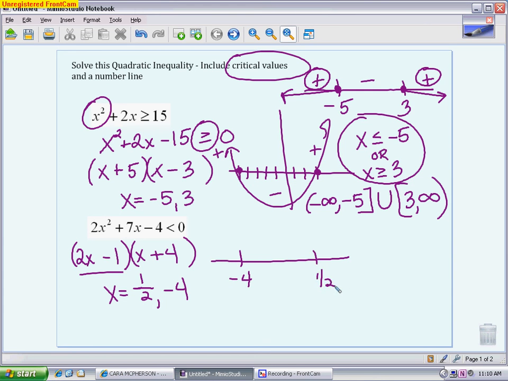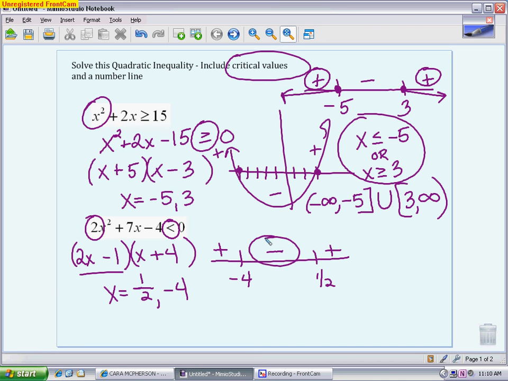This parabola also opens up because it has a positive leading coefficient, which means it goes from above the x-axis to below the x-axis to above the x-axis, meaning it goes from a positive y to a negative y back to a positive y. The difference with this problem is it wants to know when is it less than 0. So when is it negative? It's negative in the middle.